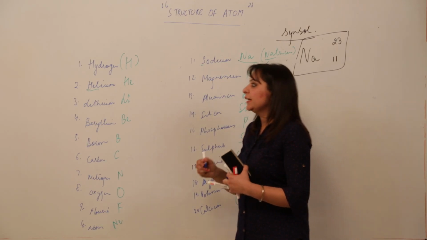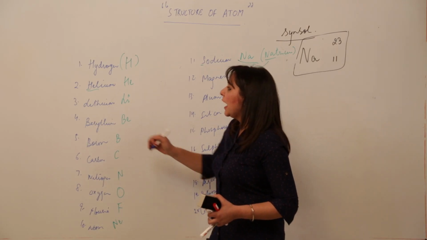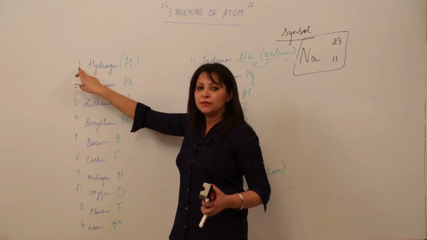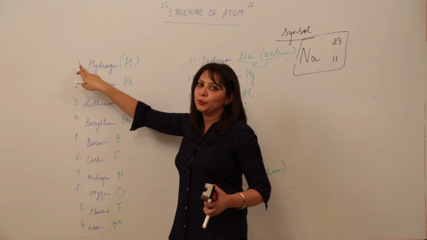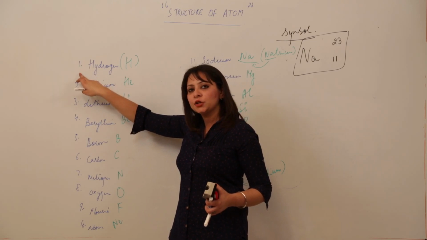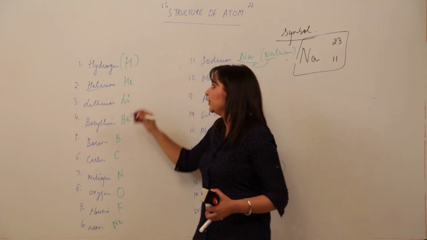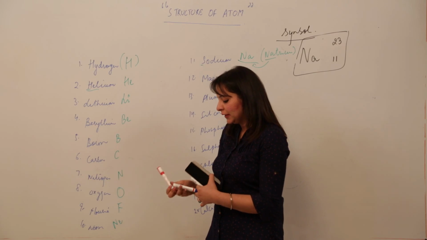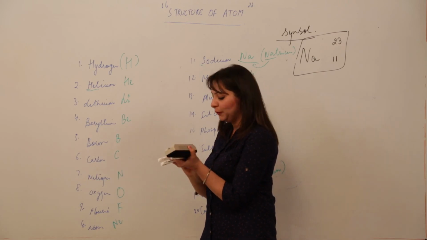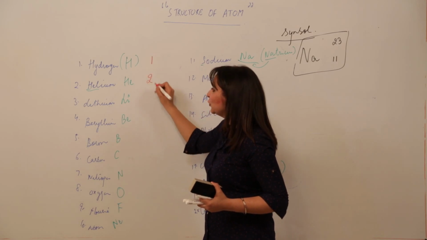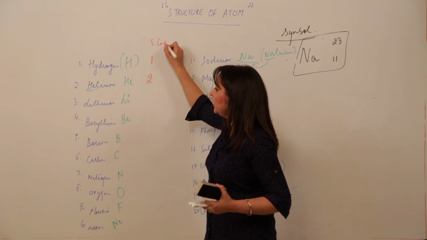Now we write the electronic configuration for them by looking at the atomic numbers. As we know, if the atomic number is 1, then proton is 1 and electron is 1. So I am considering the atomic number as the number of electrons and writing the electronic configuration. For hydrogen it is 1, for helium 2.